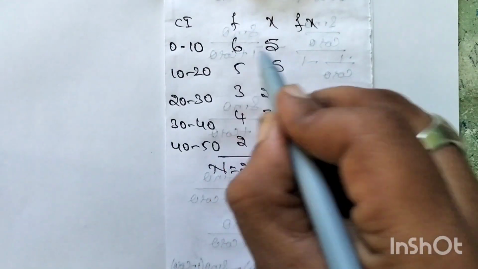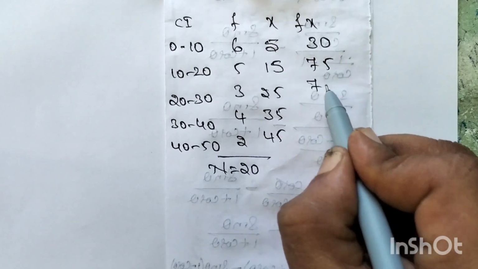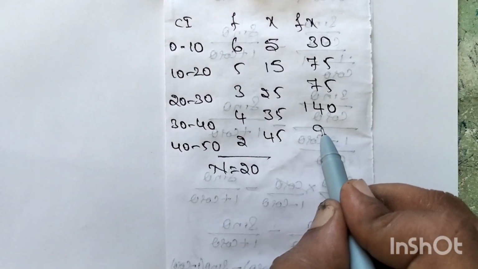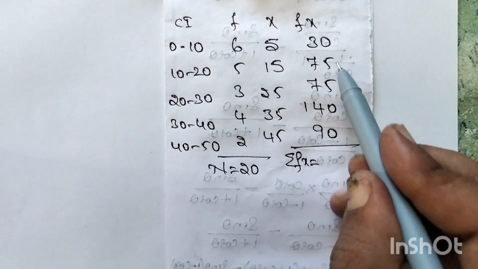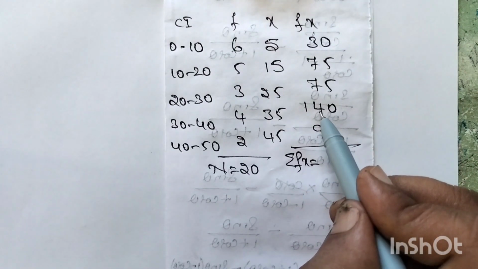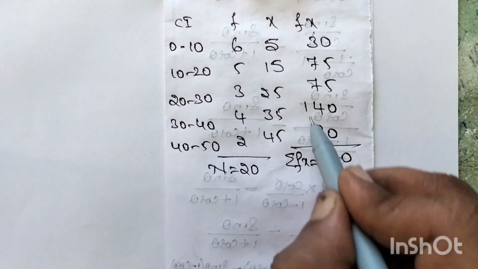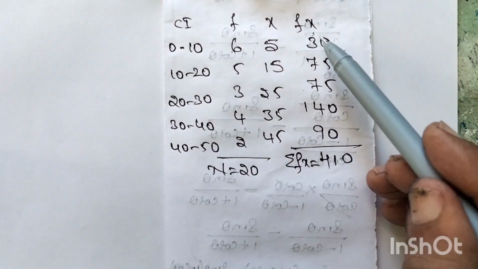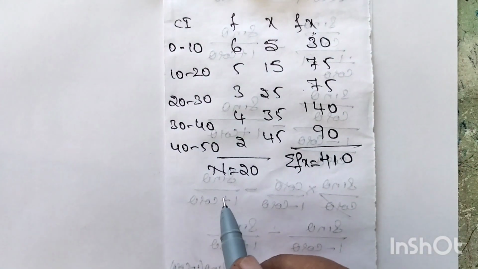Then find fx. 6 5s are 30, 15 5s are 75, 25 3s are 75, 35 4s are 140, 45 2s are 90. Add all the fx, we will get sigma fx. 0 plus 5, 5 plus 5 is 10, 0, 1 carry, 3 plus 4, 11 plus 7 is 18, 18 plus 4 is 22, 22 plus 9 is 31, 1, 3 carry, it will become 410. So now we got sigma fx.